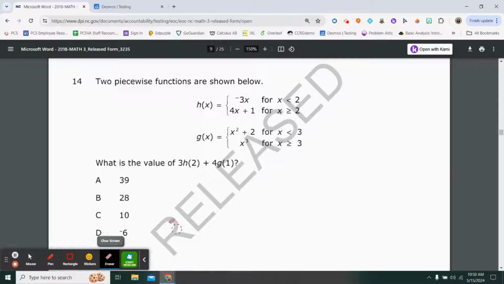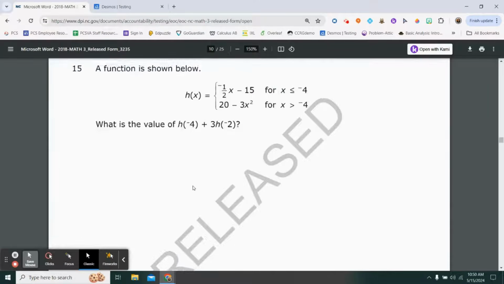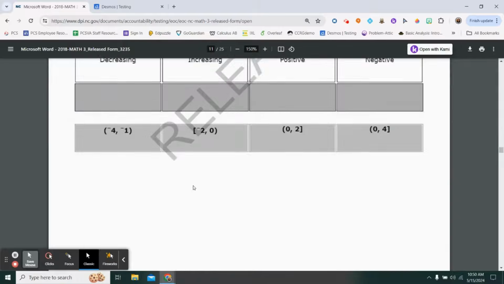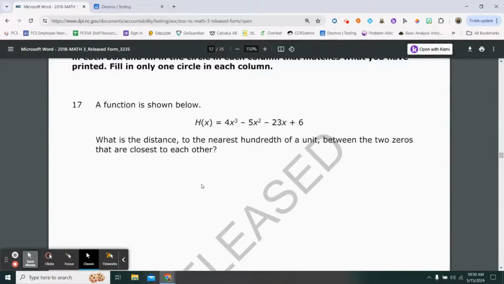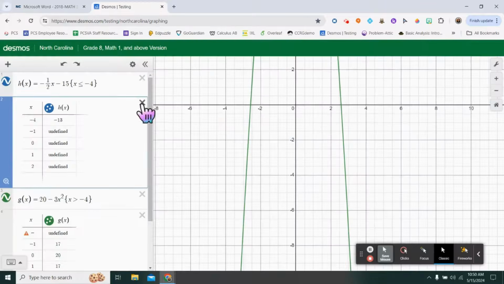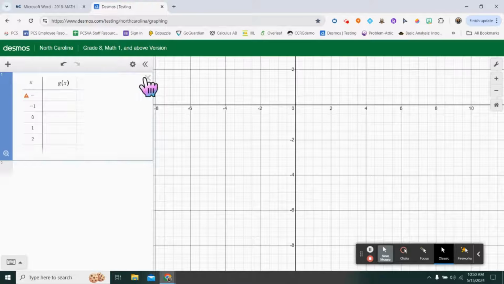So moving on. That was number 15. Let's travel over to number 17. There are going to be questions that talk about the zeros of a function, and you have to know a little bit of math here. You have to know what a zero is, and a zero is the x-intercept. But I'm going to take this function, and I'm just going to put it into Desmos.